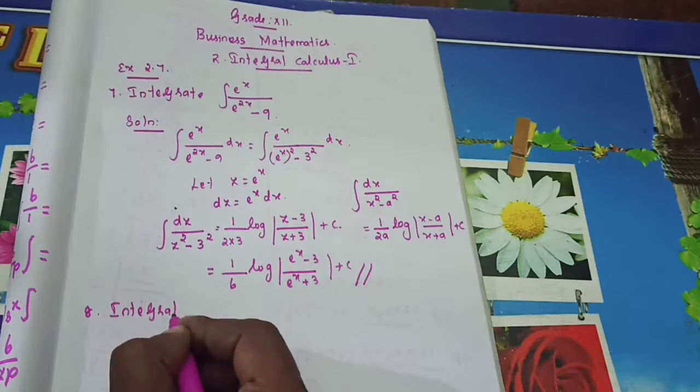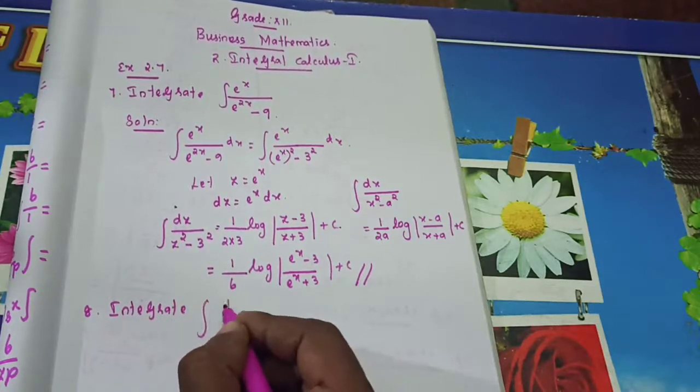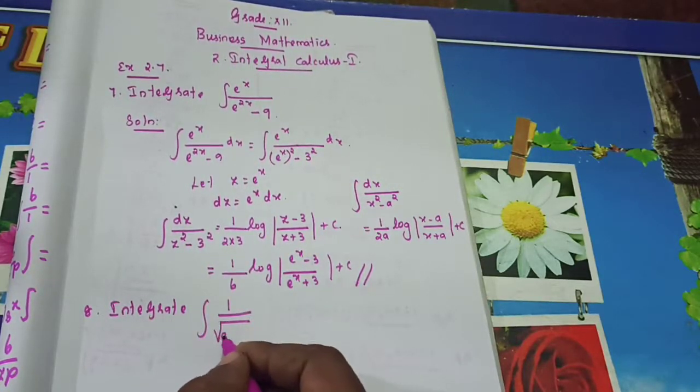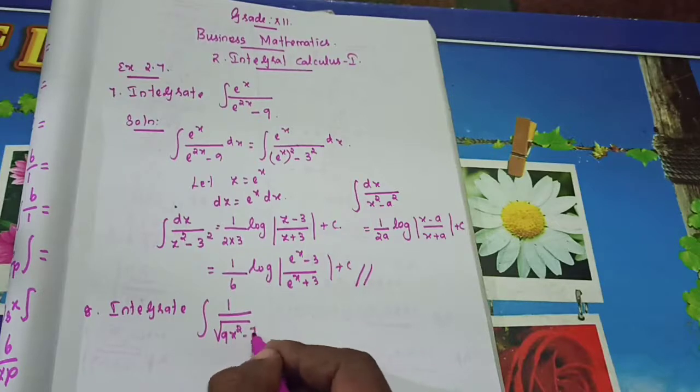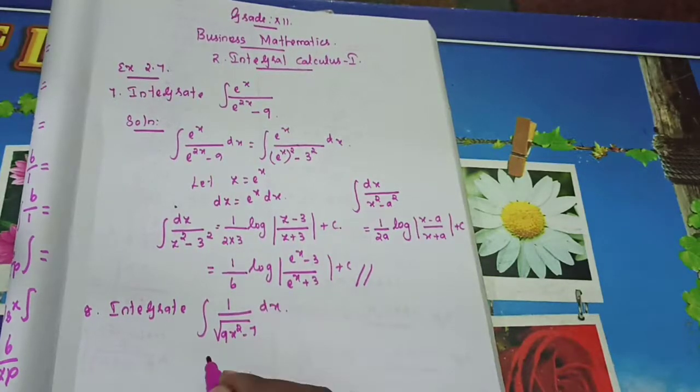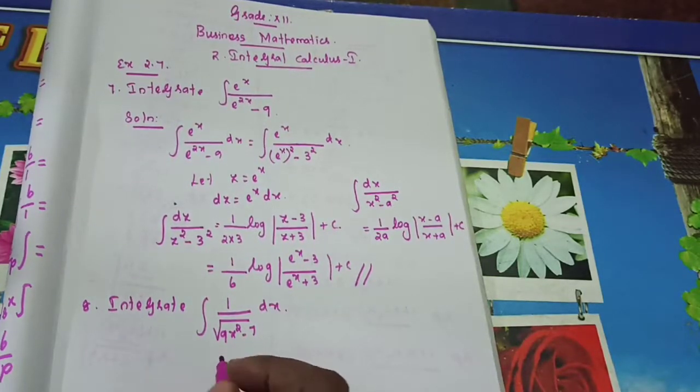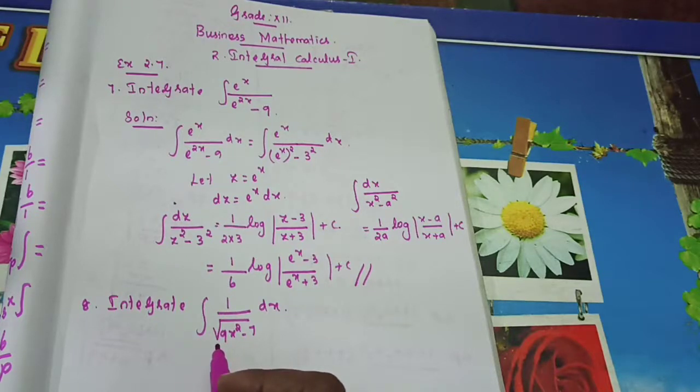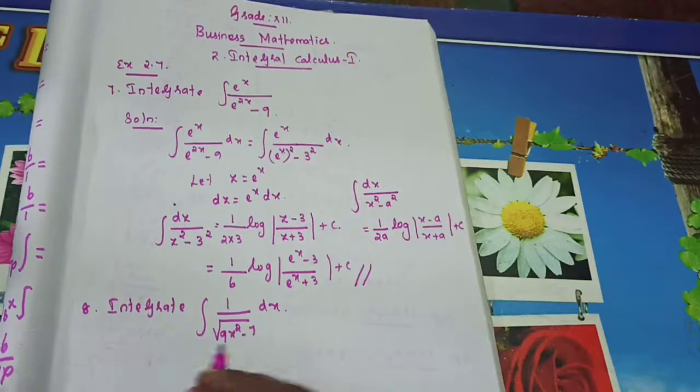Integrate the integral of 1 by square root of 9x square minus 7 dx. Listen here, x has a coefficient. When x has a coefficient, as in the example we did, we use the mx square minus a square formula. But here 7 is not a perfect square, so you need to rewrite that.